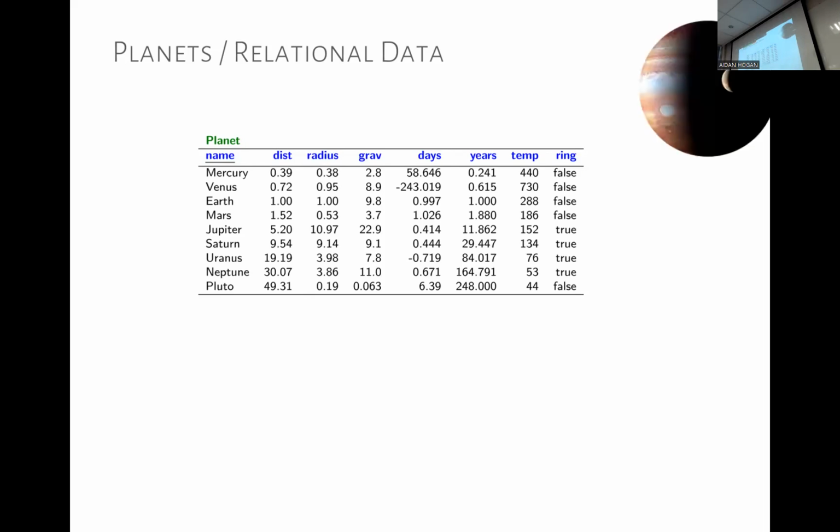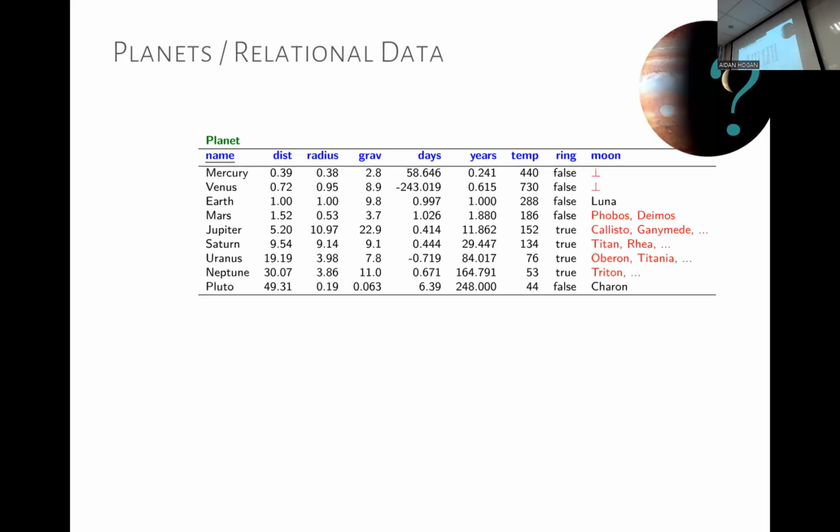Okay. So wonderful. Now we'd like to represent some information about the moons or natural satellites of the planets. So the first thing we can think to do, like we've done thus far, is we add a new column here to our table, and we start adding information about the moons. So this symbol here just basically means null in relational databases.